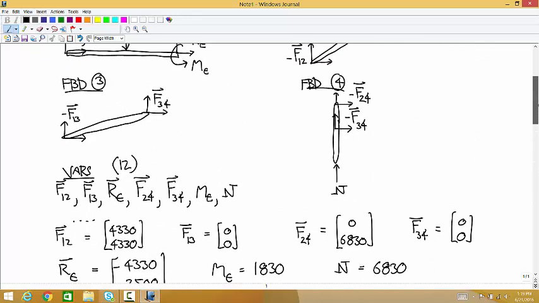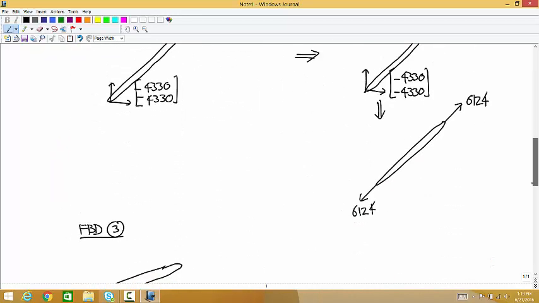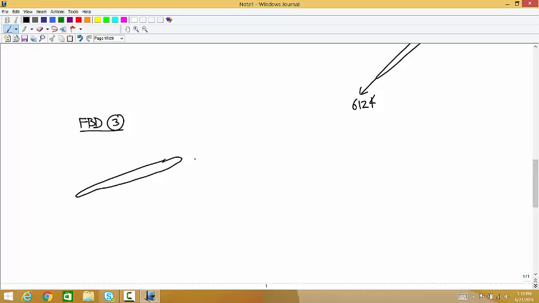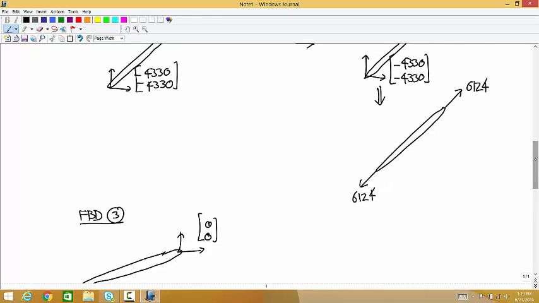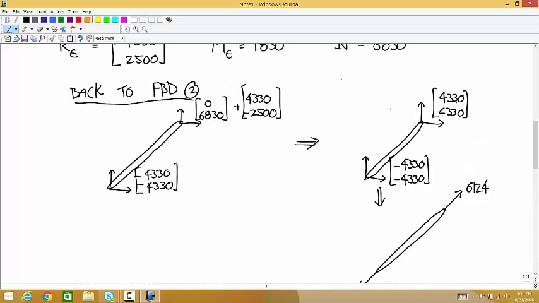So member 3, we have F34. Oh, well, this is going to be boring. We have 0, 0 up here. We better have 0, 0 on the other side. Yep. How did we get the 6124? That's the magnitude of that vector. So if you take the square root of the sum of the squares of that vector, this is what you get.